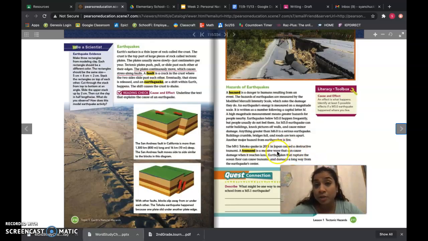So what I would like you to do is to go to your notes page and start filling out your notes page using the information that we just read on those 2 pages.